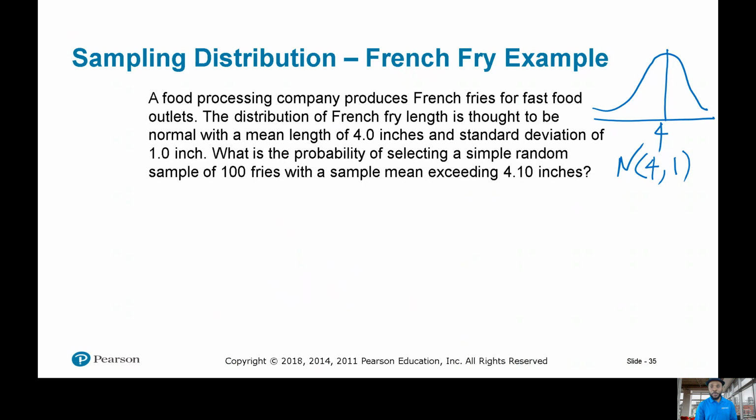When you're given this question, the first thing you want to do is write out the terms given and also understand what you're trying to find. So looking here, what is 100? 100 is the sample size. What is the population mean? The population mean is 4. What is the standard deviation of the population? That is 1. All right, that's what we have there.